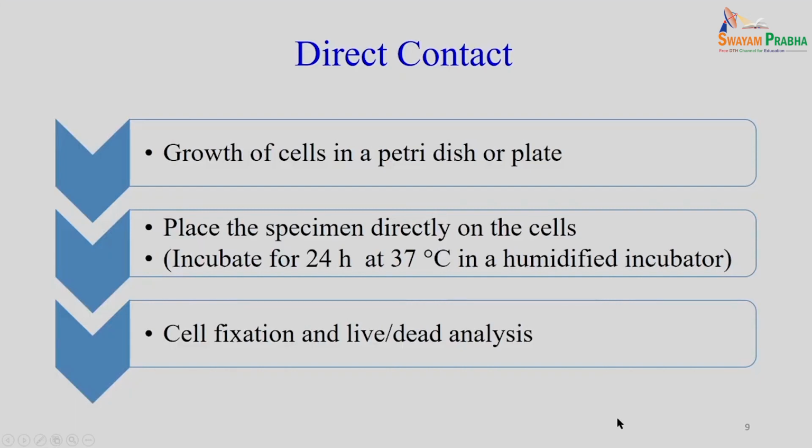So, as we discussed, in case of direct contact, first you grow the cells in the petri dish or petri plate, then you place the samples directly on the cells and incubate for, let us say, 24 hours at 37 degrees centigrade in a CO2 incubator with controlled humidity and CO2 level. After that, you fix the cells and analyze using different stainings for the live and dead cells. So, this is the direct contact method.